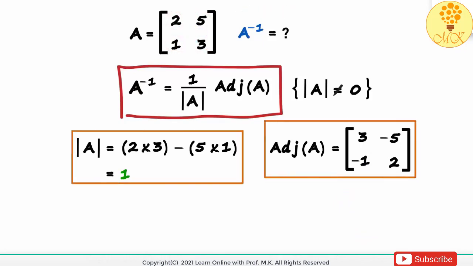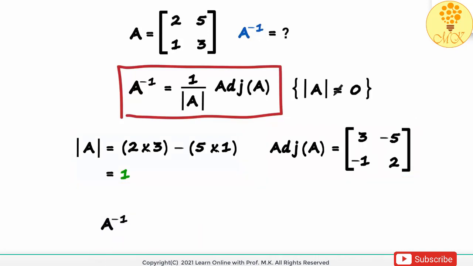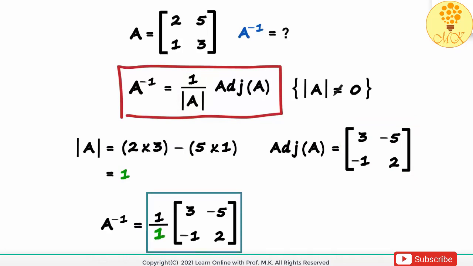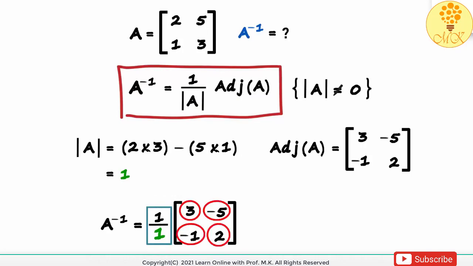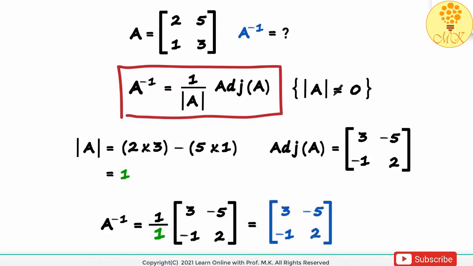Now that we have both, we move on to finding A inverse. The determinant of A is 1. So 1 over determinant of A will be 1 over 1. We write the adjoint of A as is. Solving this will give us the inverse of A. Now 1 over 1 is 1. Multiplying the scalar 1 with every element will keep the elements unchanged. So A inverse will equal this matrix.